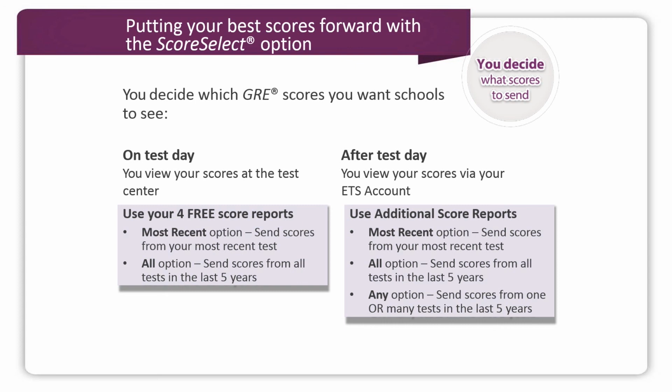When you send your scores after test day, you have the most recent and all options as you had on test day, but you'll also be able to use the Any option and select to send your scores from any, one or many, of the GRE tests you have taken in the last 5 years. Whichever option you select, all scores from a test date must be reported in their entirety. For example, you cannot report verbal scores from one test date and quantitative scores from another test date.